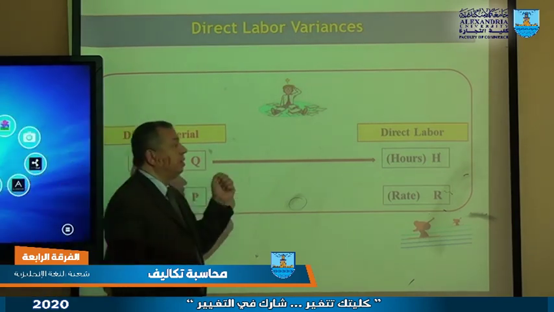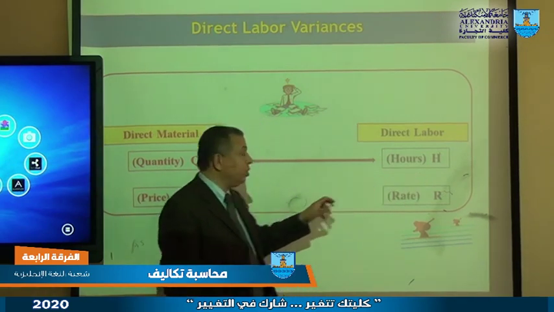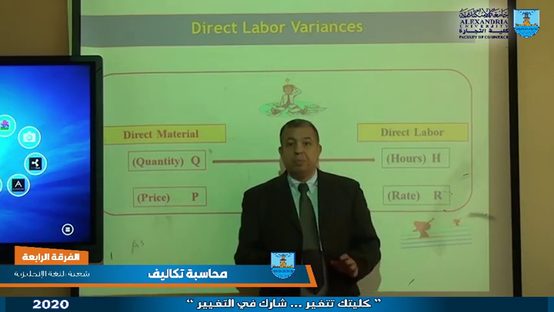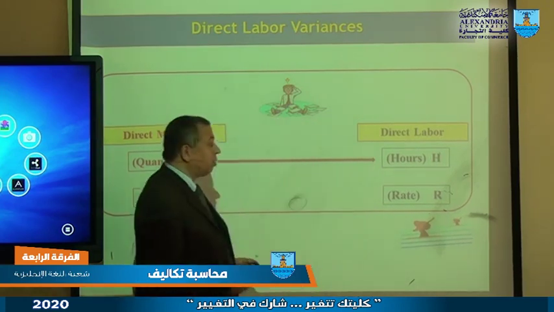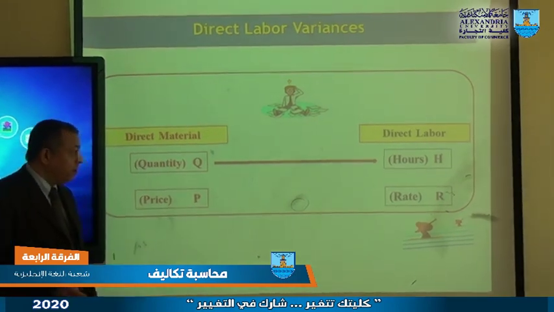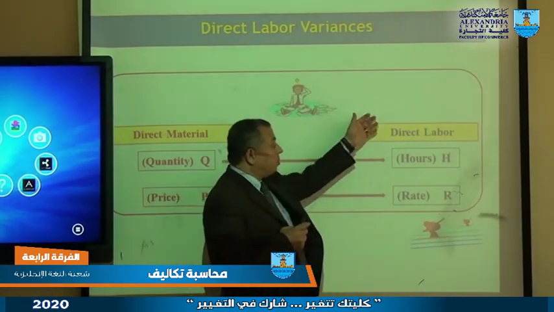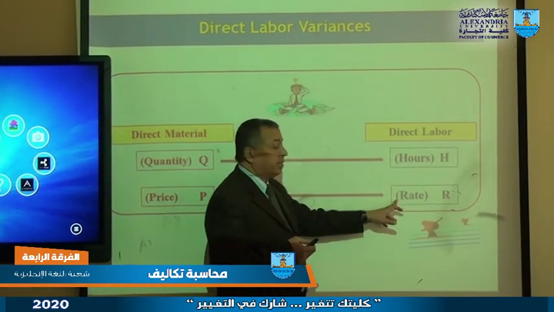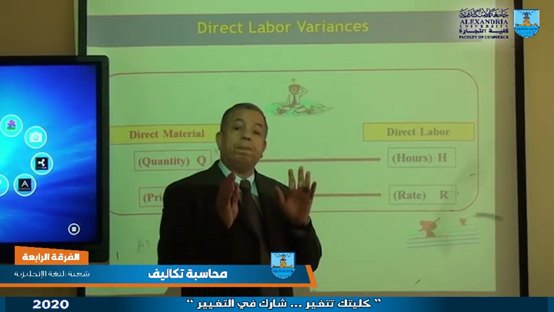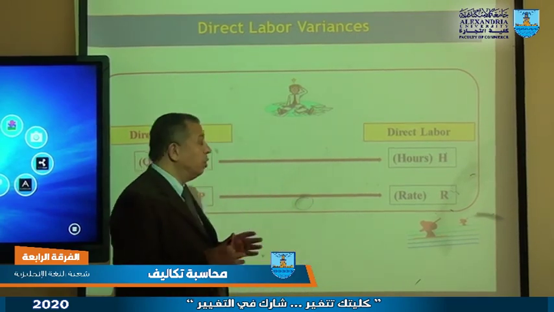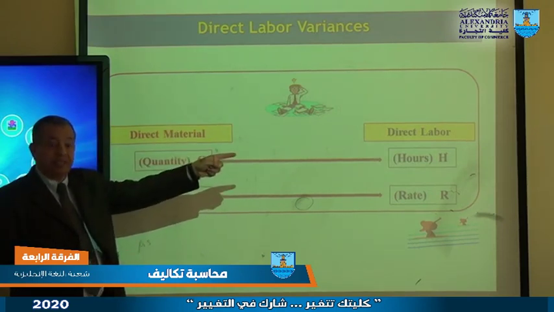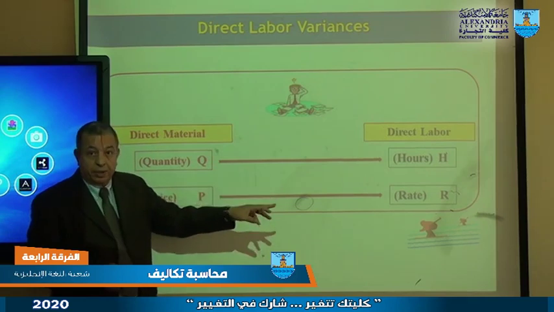Instead of quantity, here we say hours. So instead of Q, we will put H in our performance report or in our equations. Also, in direct material we have price, or P. In direct labor, instead of P, we have rate, so R. Again, all equations are the same. The performance report will be the same, but instead of Q it will be H and P will be R.